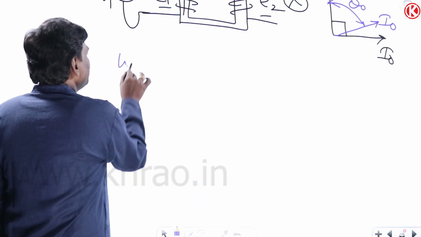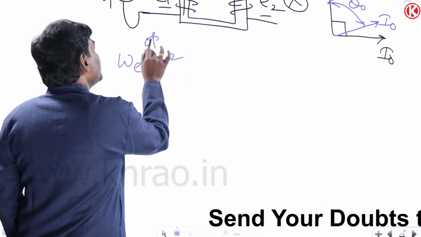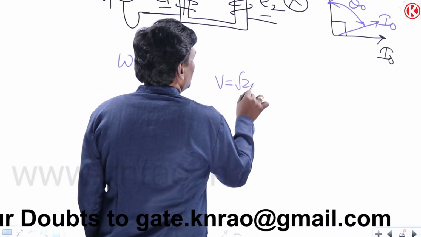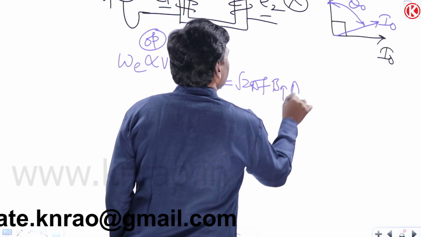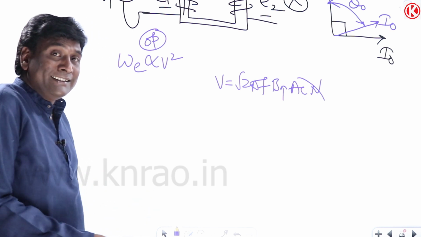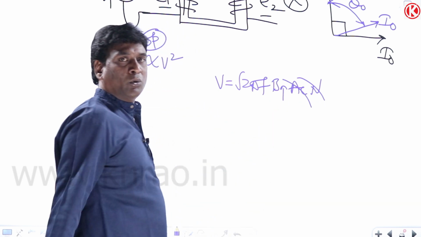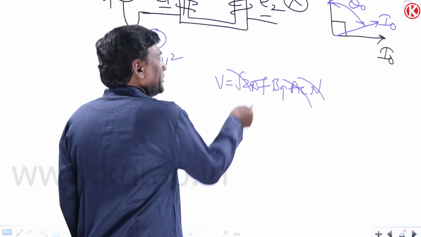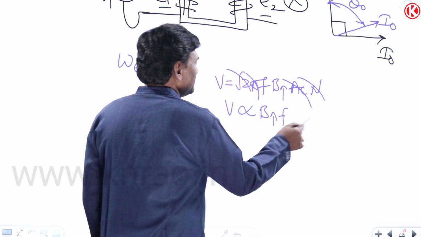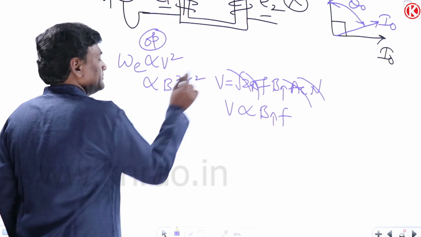Now let us consider eddy current loss. Eddy current loss is directly proportional to voltage square, as operating engineer only. As operating engineer, V equals root 2 pi f B max A N. As operating engineer, the number of turns is constant, because the design engineer can change the number of turns, the operating engineer cannot, because the machine is manufactured by that time. A is the area of cross section of the core. Then root 2 pi is constant as well. As operating engineer, V is directly proportional to B max f. So voltage square is directly proportional to B max square f square.